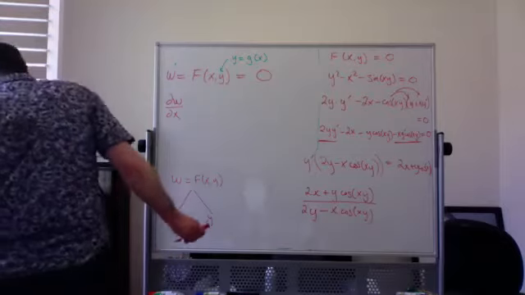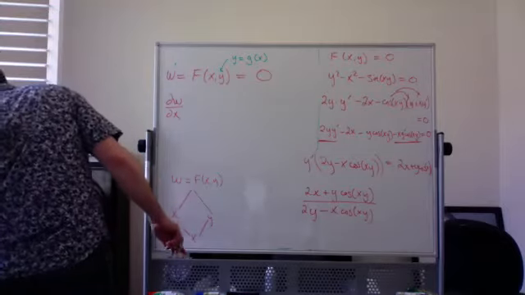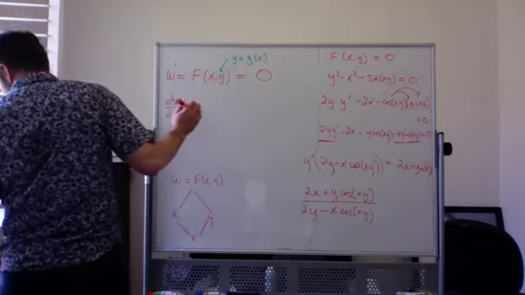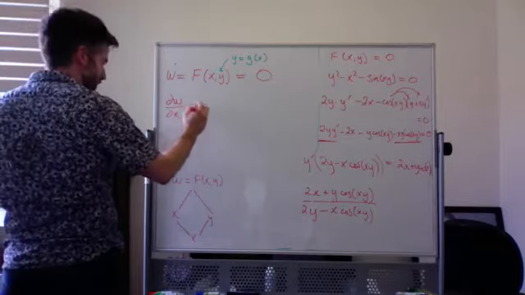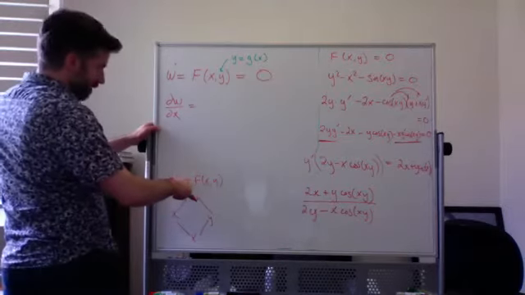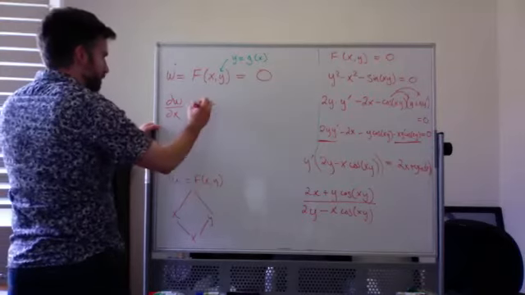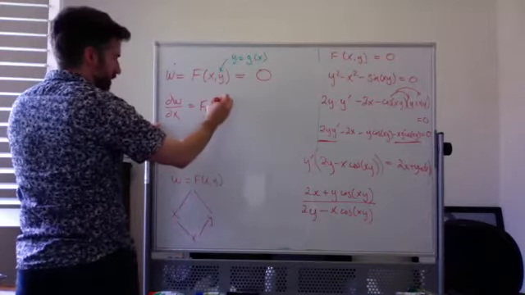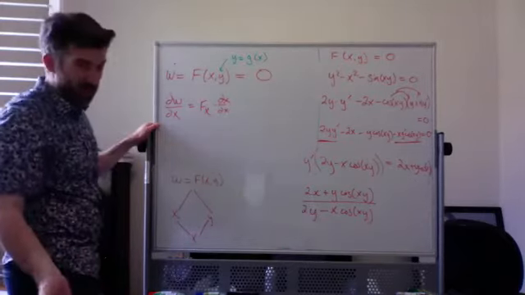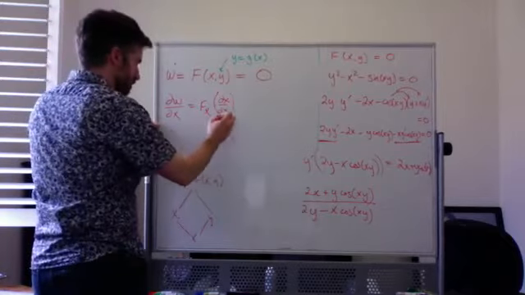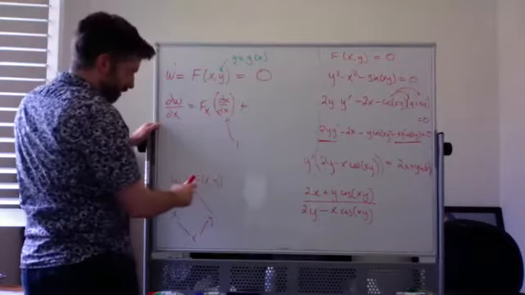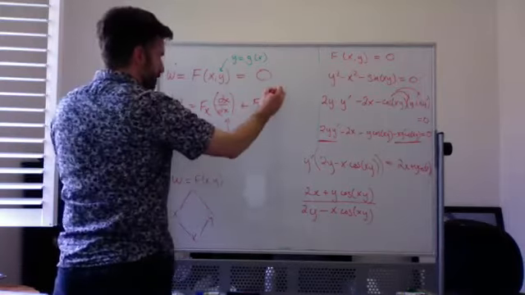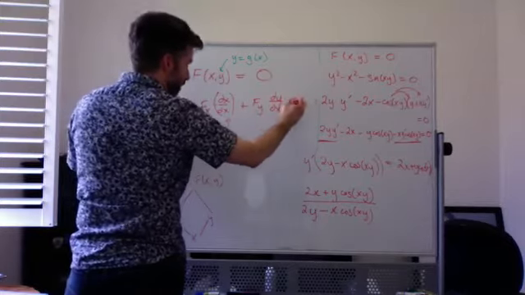Looking at this here, okay, cool. This is going to work out totally fine. So dw dx, which is definitely zero, is going to be, using my chart, the derivative of f with respect to x times the derivative of x with respect to x, which feels dumb to write because it's just one, plus the derivative of f with respect to y times the derivative of y with respect to x. And that's going to equal zero.